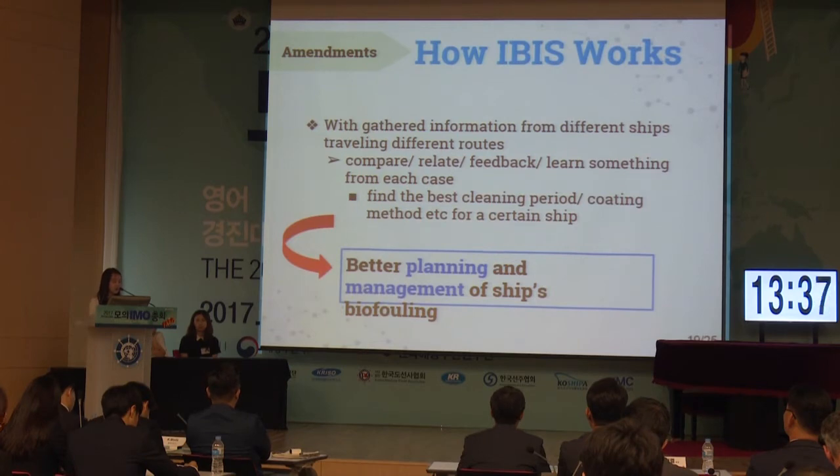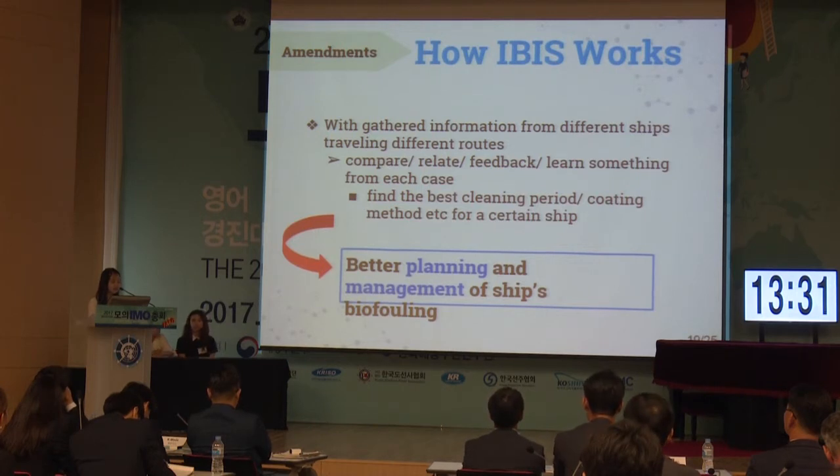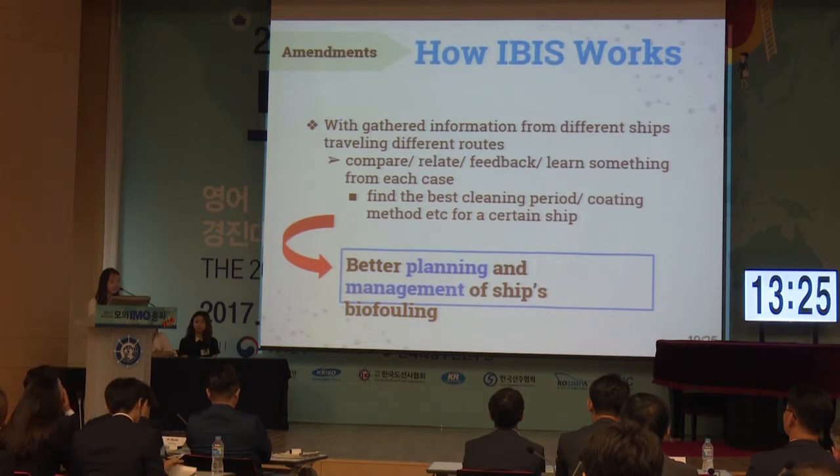But with the IBIS, we can analyze data from the record book in order to get a grasp of an idea of what the best method of coating or the best cleaning period is for each type of ship. And so in this way, the IBIS will provide better planning and management methods for each ship.